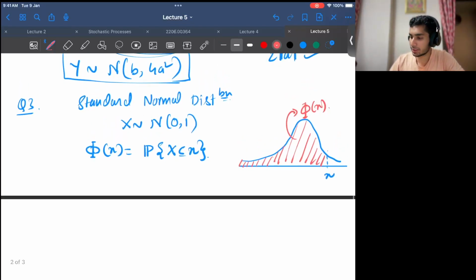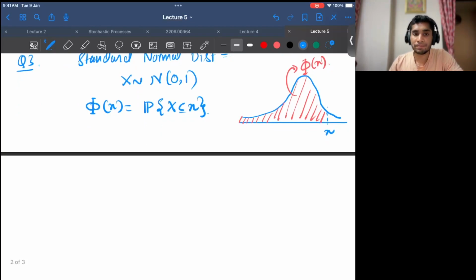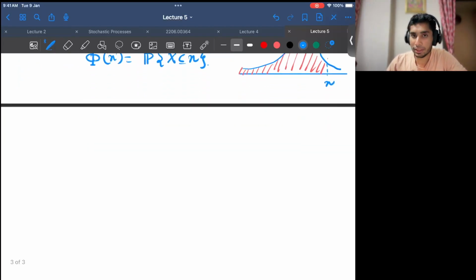So this is your standard normal distribution. The way to visualize it is: what is the area under this bell curve on the left of a given x? That is denoted by this function capital phi of x. So here is the question.